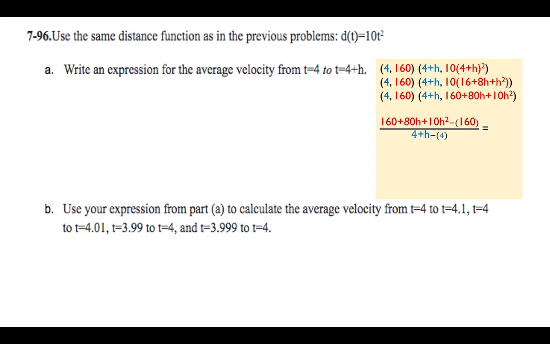Whenever you have this setup like this, it's very nice because things will cancel out. 160 minus 160, that's 0. 4 minus 4, that's 0. And like before, we're going to pull out this common h right here, and then we'll be able to cancel out and have a very, very nice formula. I pulled out h. Look at what's remaining. Let's cancel out those h's. And we have 80 plus 10h.